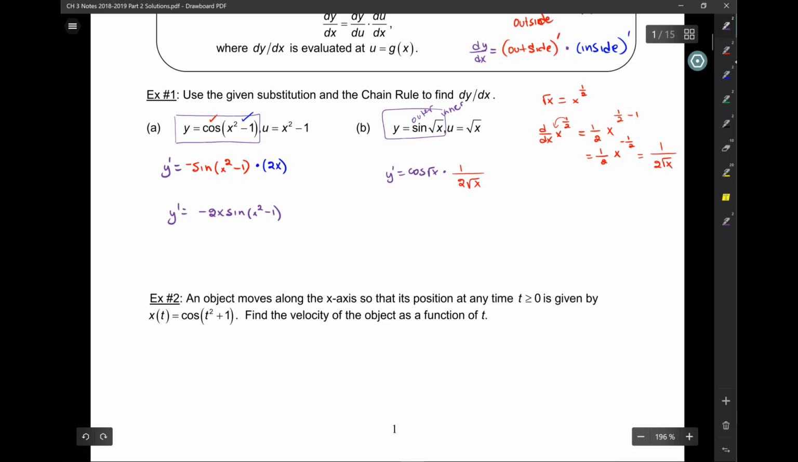So then y prime is cosine root x over 2 root x, okay? Let's be comfortable with combining and converging and all that good stuff. All right. Questions? Okay.